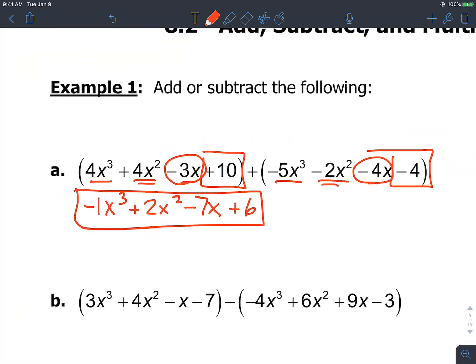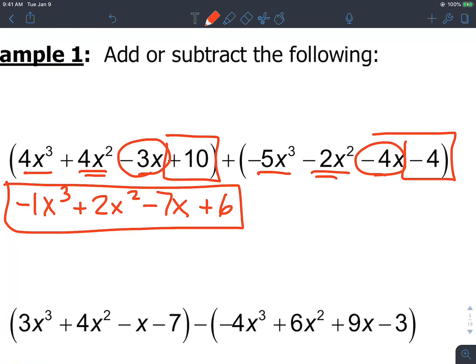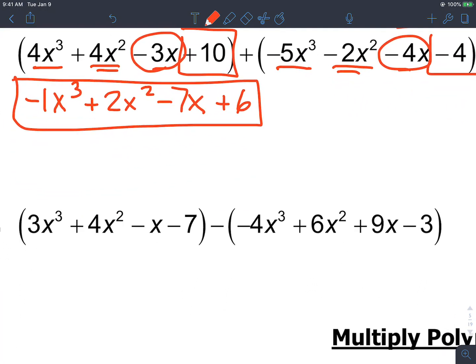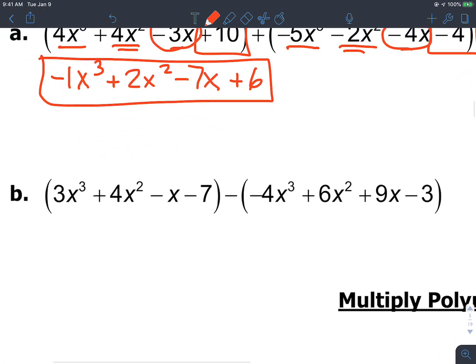Some people kind of ask, what's going on here with the parentheses? Really, you don't need them written right there. I guess they use the parentheses to kind of signify the two different polynomials you're dealing with. Now, when you have a subtraction problem, this is where it gets a little interesting here because you're subtracting this polynomial from the other one.